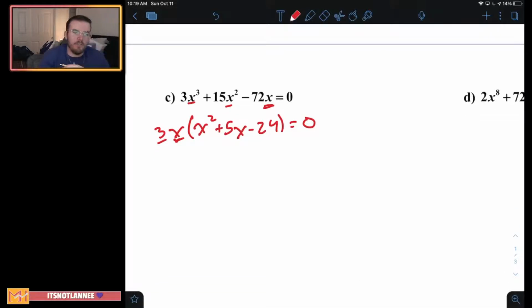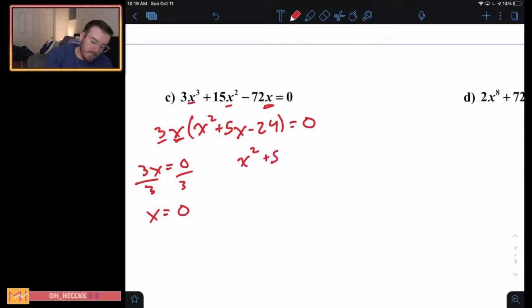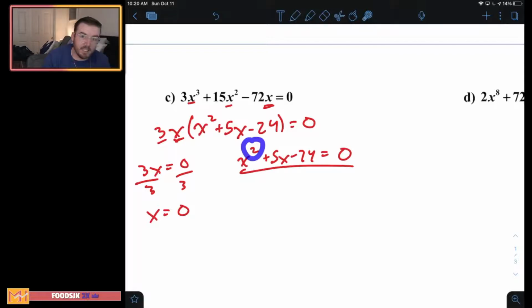So I've factored it. I can set this guy equal to 0 and solve, and I get 0, of course. But what happens when I set this guy equal to 0? I've factored it up, but I didn't factor it all the way. When I get here, I'm like, well, that just looks like another problem. Yes, in fact, it is. It's a factoring problem.